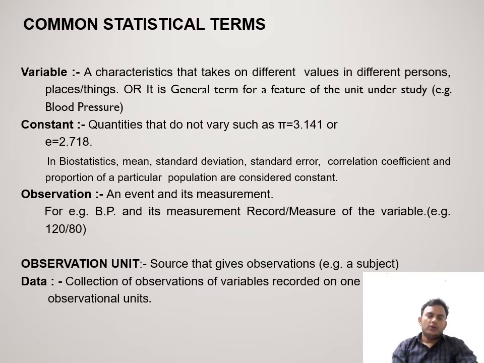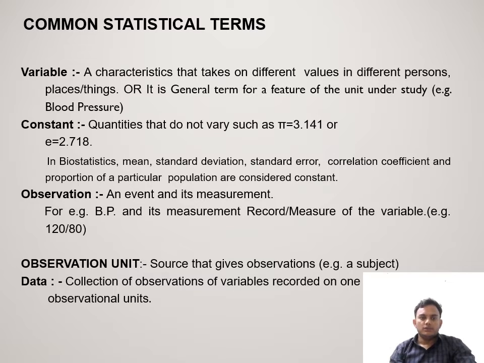Now there are some common statistical terms we will see every time: variable, constant, observation, observational unit, and data. A variable is a characteristic that takes on different values in different persons, places or things, or it is a general term for a feature of the unit under study. For example, blood pressure, height, weight of individuals, or systolic or diastolic blood pressure of a patient.